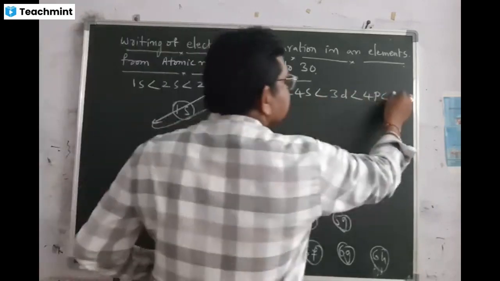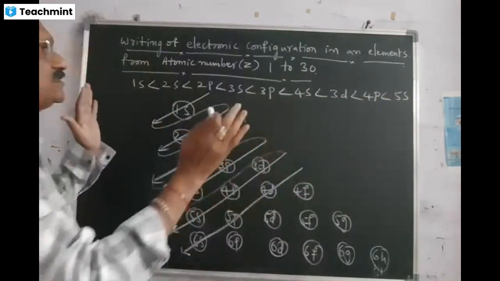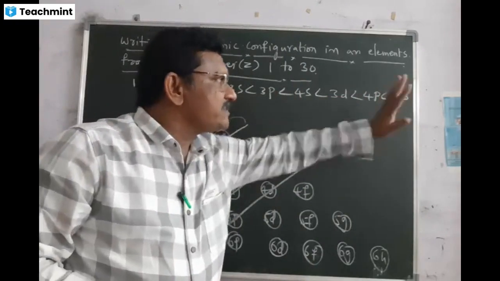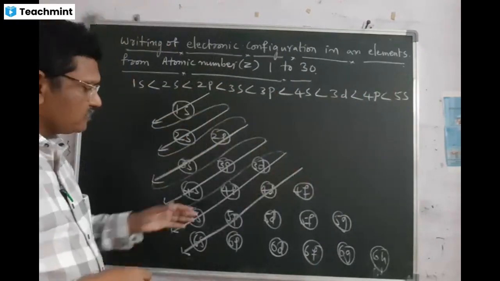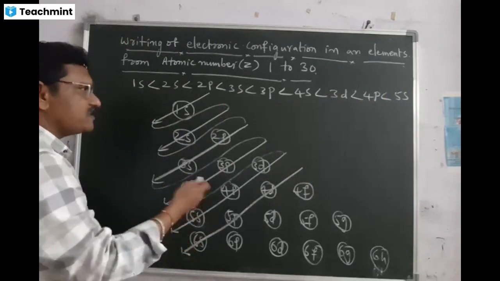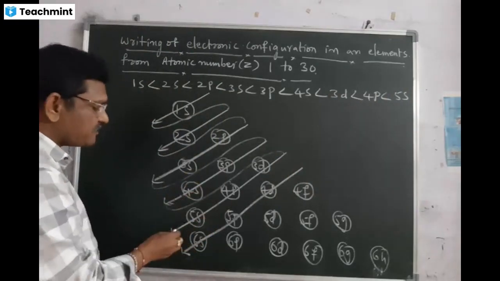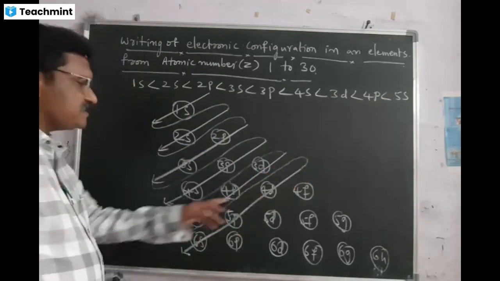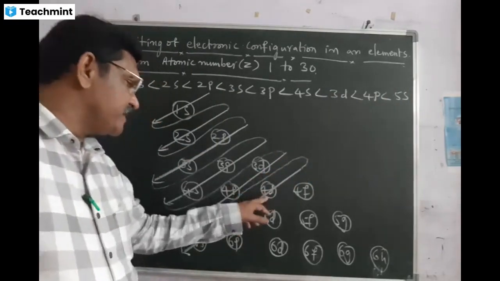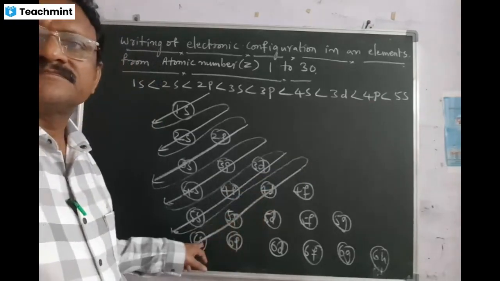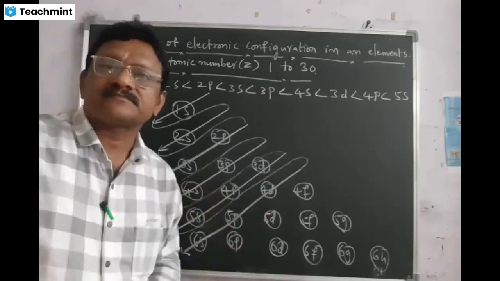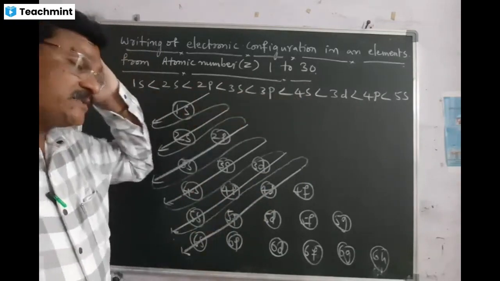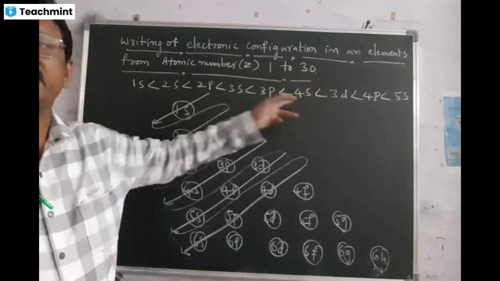Then 5s. At this 5s subshell, you can stop here. Of course, you can continue after completing 5s. What is the next higher orbital? 5s is connected to this one. After 5s, what will come? 4d, 5p, 6s. Have you understood this? Write this down: energy orbitals from lower to higher. Write down this slide.